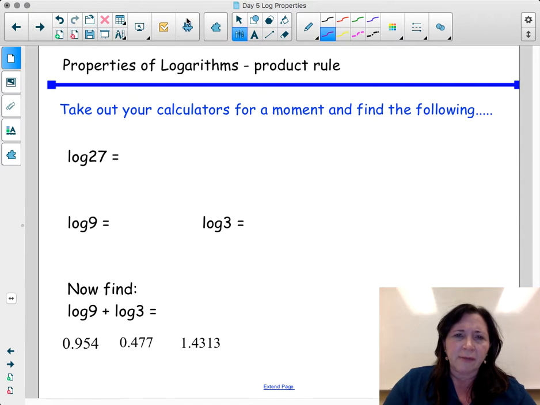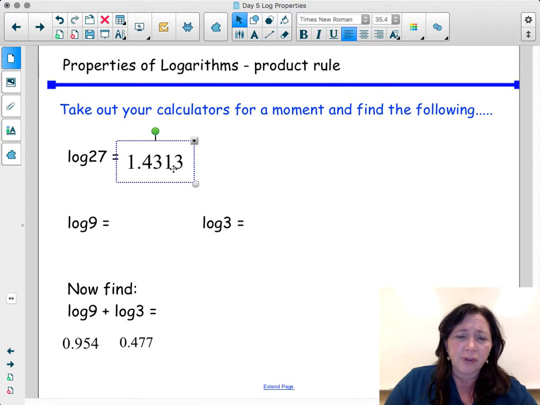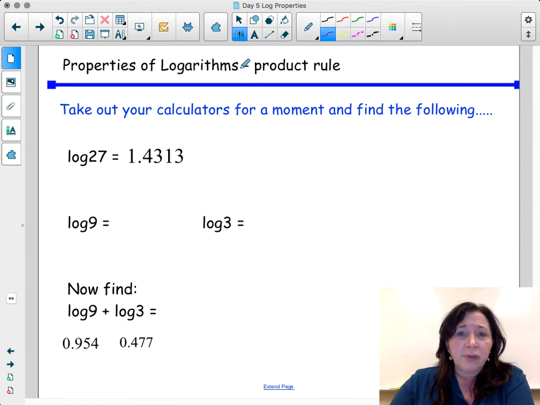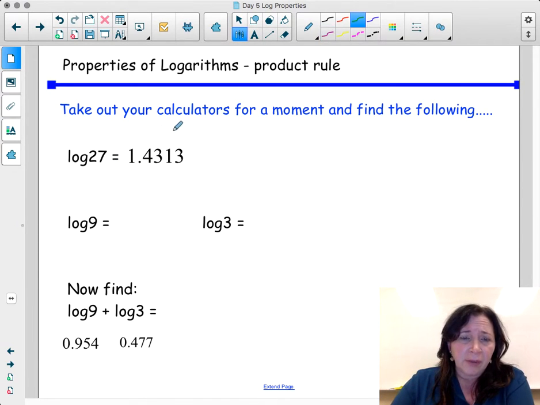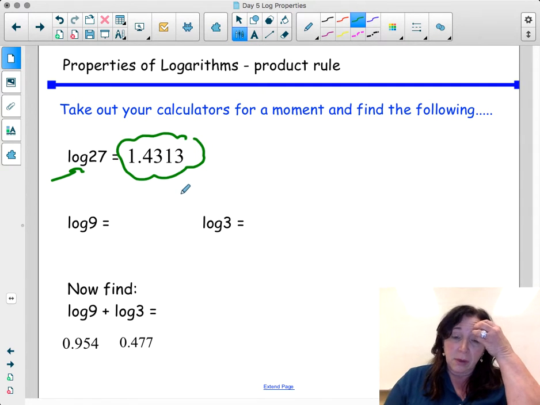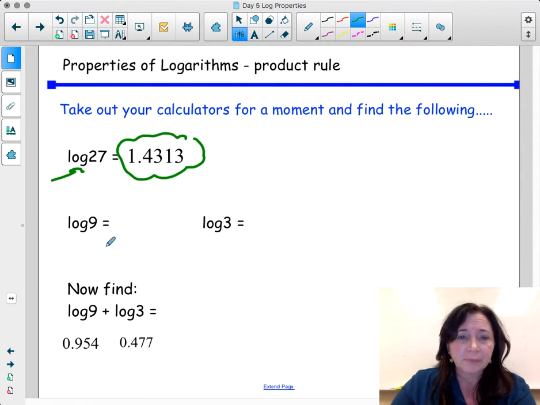In finding log base 10 of 27, use your calculator, that's what it is, 1.4313. And by the way, you should verify this, because there are going to be a lot of problems where if you can't plug this into your calculator, you get stuck, and you're going to have a few problems trying to figure out or prove this when it comes time to do that. Well, when I use my calculator, log base 10 of 27 is 1.4313.